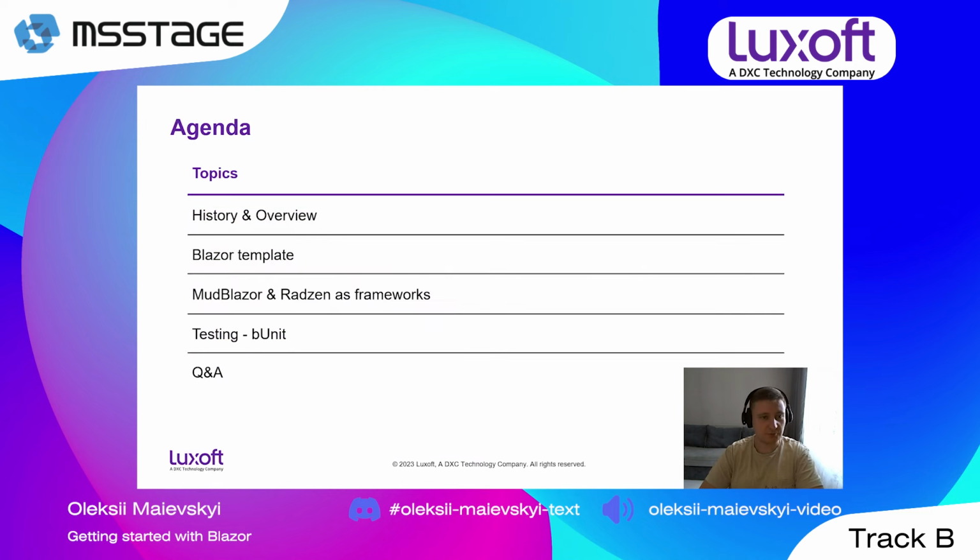Let me go through the topics that we will highlight today. That's the history and overview. We will quickly go through how Blazor fits into the .NET framework, try to create a template, and see the structure of the code. We will review MudBlazor and Radzen as the main frameworks, and we'll go through testing. One of the important testing frameworks is bUnit, and I'm sure that the b is related to Blazor. Okay, let's start.